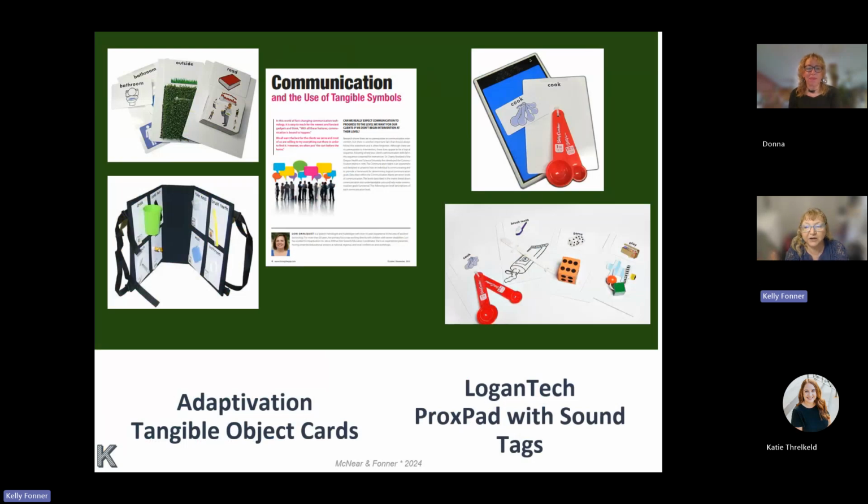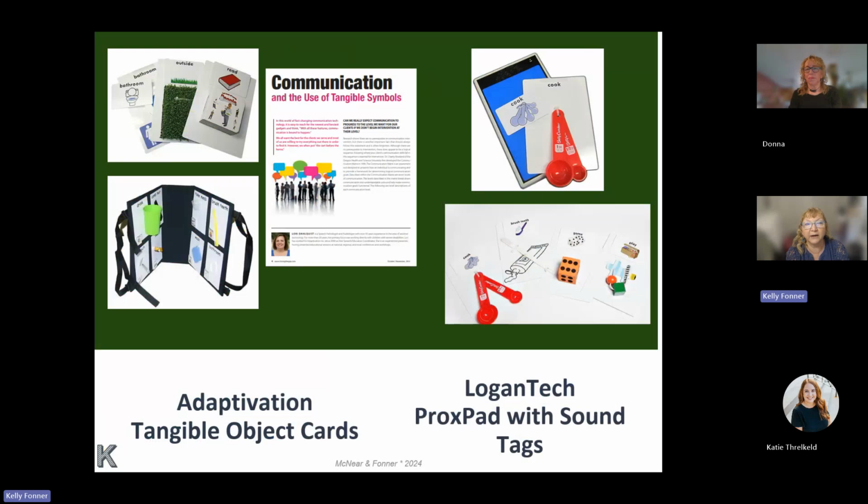Companies like Adaptivation and Logan Tech have come forward by having cards available, their tangible symbol communication sets, pairing those with voice output, and also looking at putting sound tags so that maybe it's a movable symbol that can be interactive with their technology.